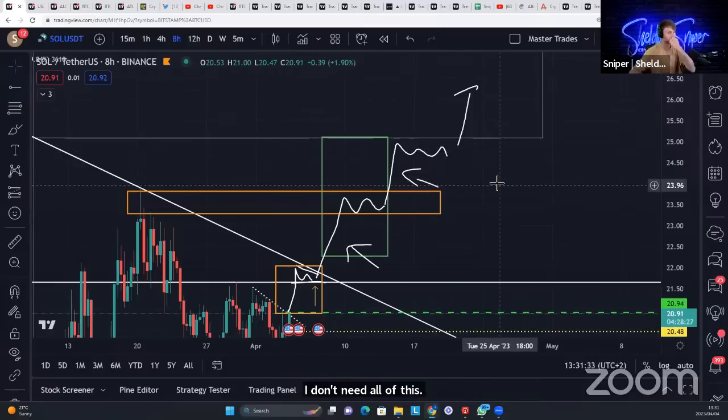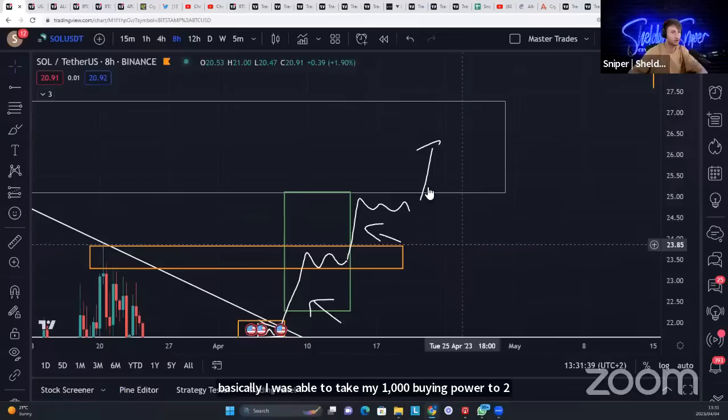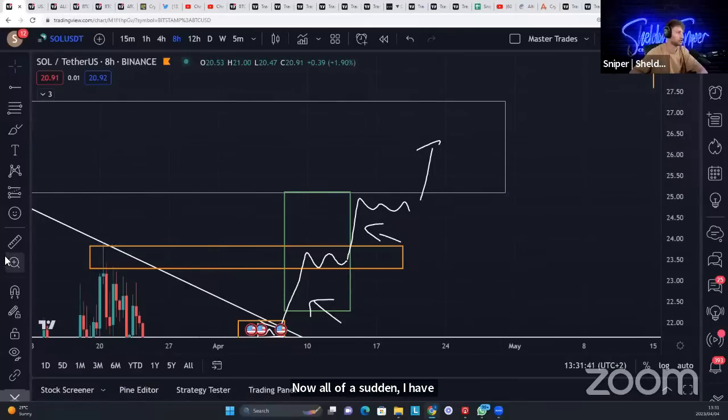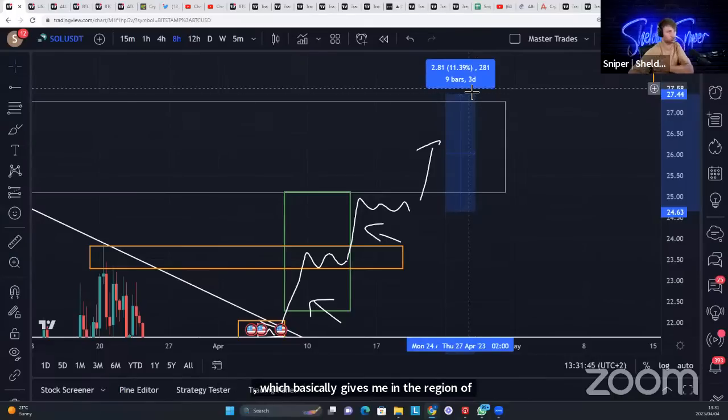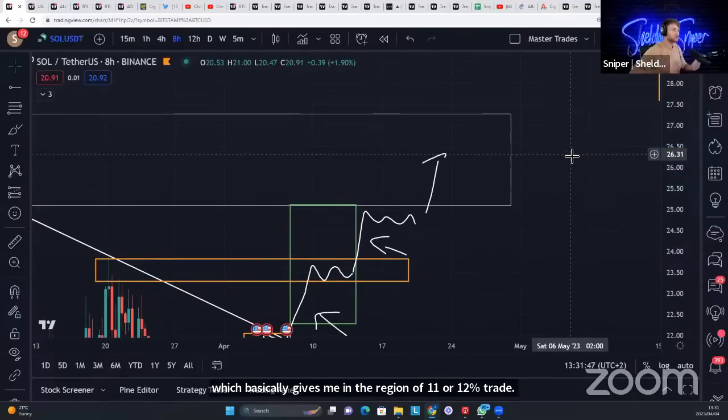But basically, I was able to take my $1,000 buying power to $2,000, to $4,000, to $8,000. Now, all of a sudden, I have my last little blow-off trade, which basically gives me in the region of an 11 or 12% trade, but on an $8,000 to $10,000 buying power. Now, all of a sudden, I make $1,200 off of my $100.